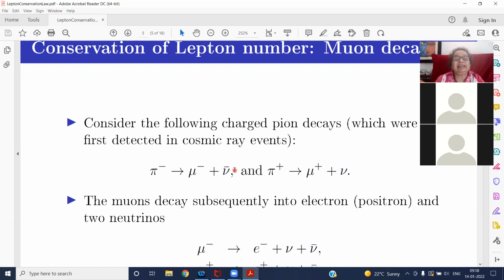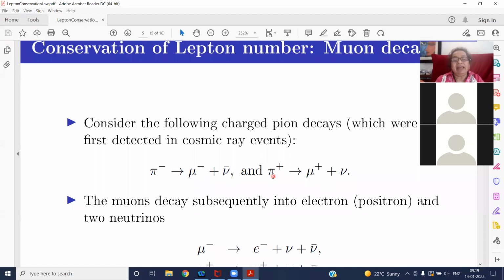So I am just telling you some stories associated with this. For examination purposes, you are checking what a charged pion decay is and what the associated story is as far as conservation of lepton number is concerned. Lepton number on the left hand side is 0. On the right hand side, for a mu minus, lepton number is +1. Antineutrino has lepton number -1. So lepton number is conserved.